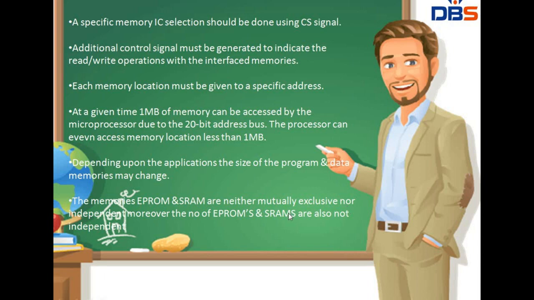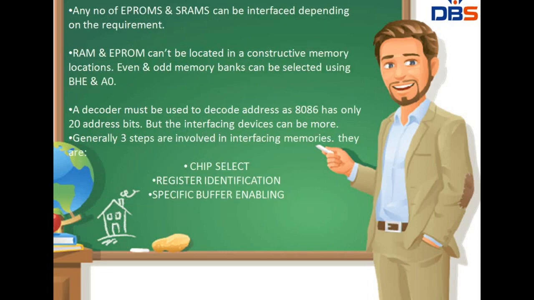The memories EEPROM and SRAM are neither mutually exclusive nor independent. Moreover, the number of EEPROMs and SRAMs are also not independent. That means these are all dependent, not independent. Okay, coming to the next one, any number of EEPROMs and SRAMs can be interfaced depending upon the requirement. If you need a huge amount of data or a huge amount of instructions, then any number of SRAMs and EEPROMs can be interfaced.